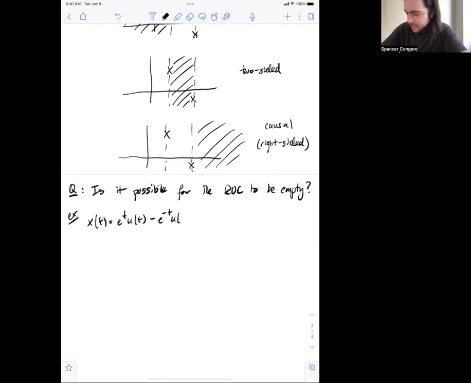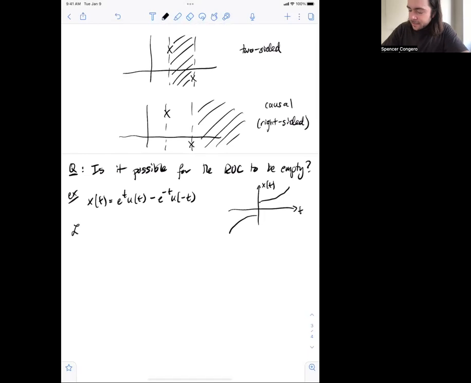So what does this function look like? Well, this function looks like this. When t is positive, I have an increasing exponential. When t is negative, it would be a decreasing exponential, but now it's negative. So it looks something like that. It's flipped around.